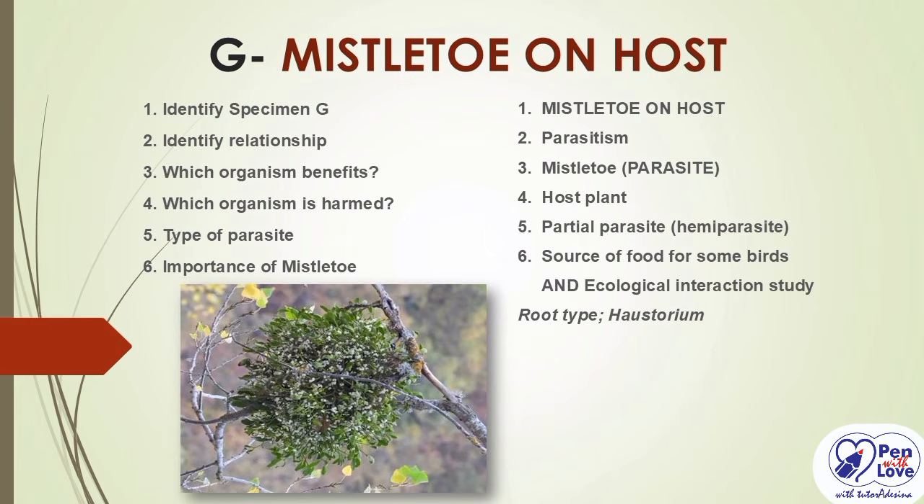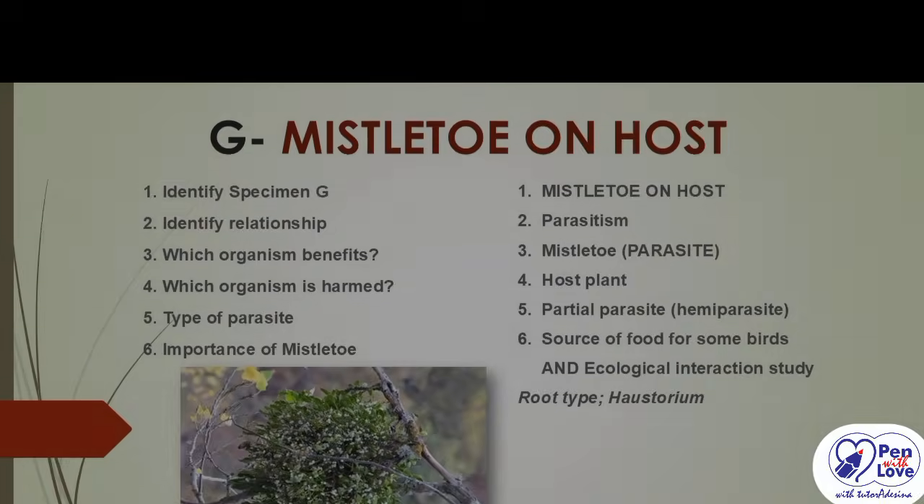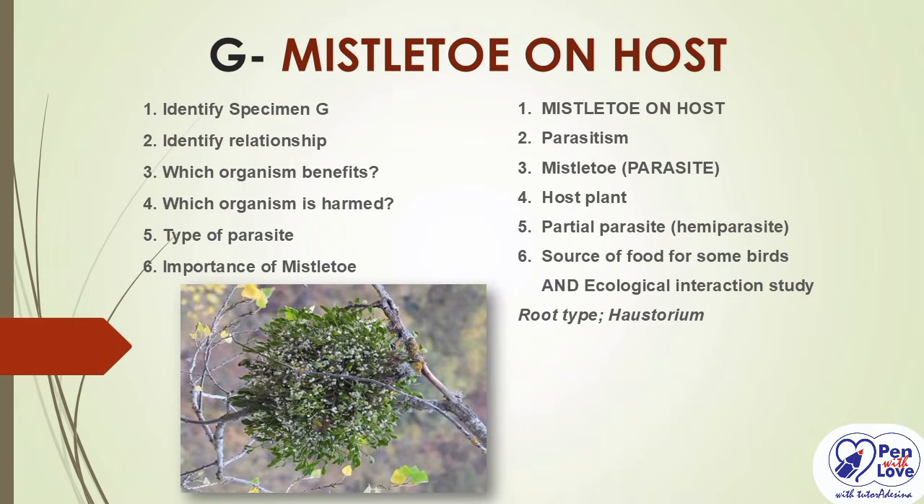The relationship between the mistletoe and the branch, the host plant itself, is called parasitism. I believe by now, at this level, you know parasitism is the relationship between two organisms in which one is benefiting while the other is being harmed. So the host is harmed while the parasite is the one benefiting. Which organism benefits? The mistletoe, which is the parasite. Which organism is harmed? The host plant. We don't know the name of the host plant. We are not given the name of the host plant.